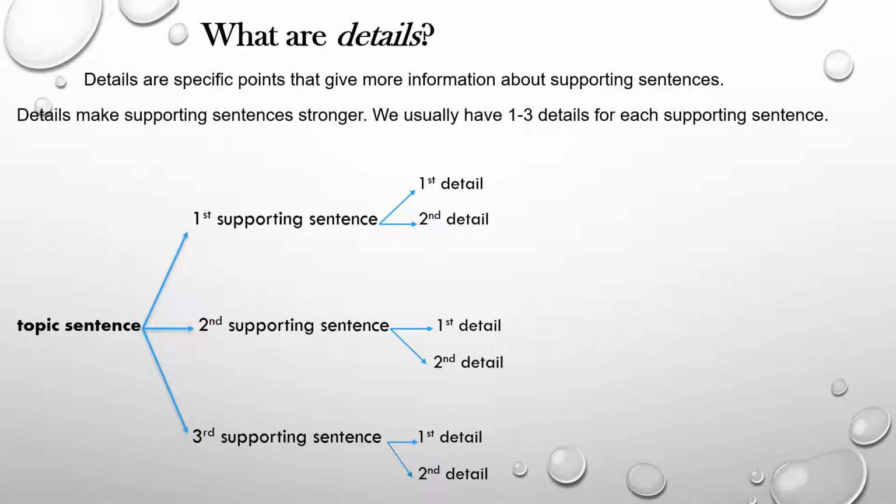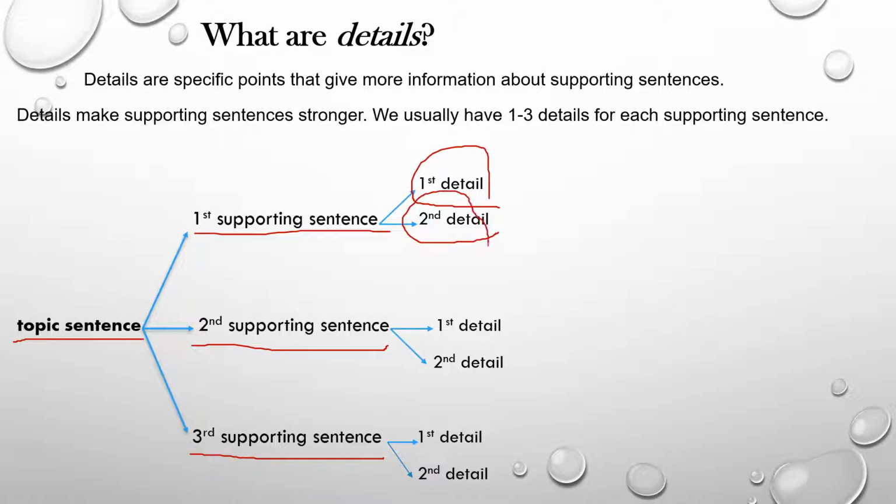And the actual look of a paragraph must be something like this. One topic sentence, usually up to 3 supporting sentences, and we need to give 1, 2, or 3 details for each supporting sentence we write. So we cannot just write a supporting sentence and leave it like that because it will look like the previous paragraph. It will be very weak and also not complete.